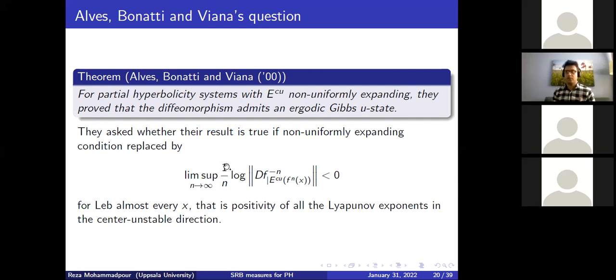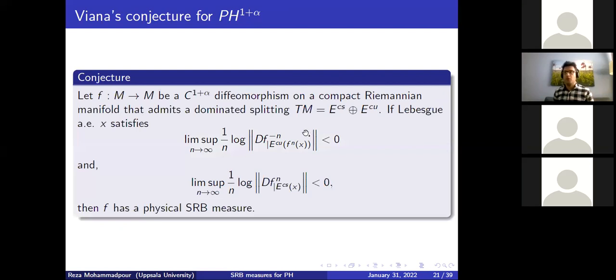Since the Viana conjecture says that you have a non-zero Lyapunov exponent, and the Lyapunov exponent in the E^cs direction is negative, this implies that there exists an SRB measure. So to be more precise, I mentioned the conjecture for partially hyperbolic systems, the Viana conjecture for partially hyperbolic systems. Let f be a C^1 diffeomorphism on a compact Riemannian manifold that admits a dominated splitting. If for Lebesgue almost every x, the Viana conjecture states we have a non-zero Lyapunov exponent.